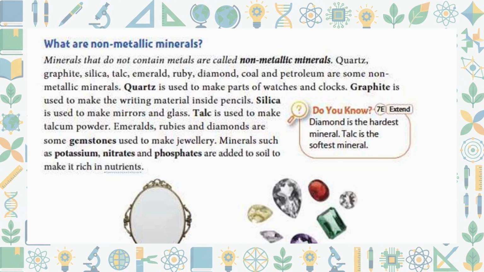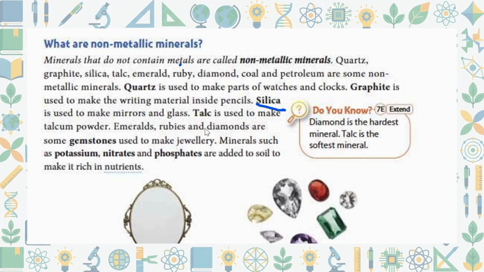What are non-metallic minerals? Minerals that do not contain metals are called non-metallic minerals. Quartz, graphite, silica, talc, emerald, ruby, diamond, coal, and petroleum are some non-metallic minerals. Quartz is used to make parts of watches and clocks. Graphite is used to make writing material inside pencils. Silica is used to make mirrors and glass. Talc is used to make talcum powder.